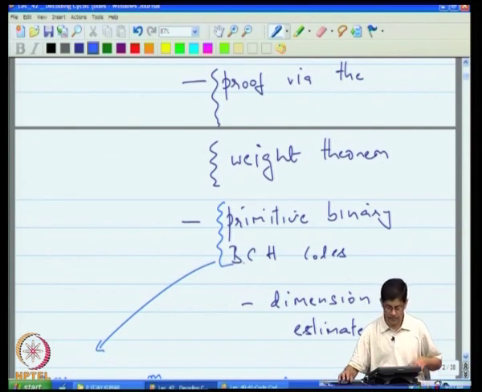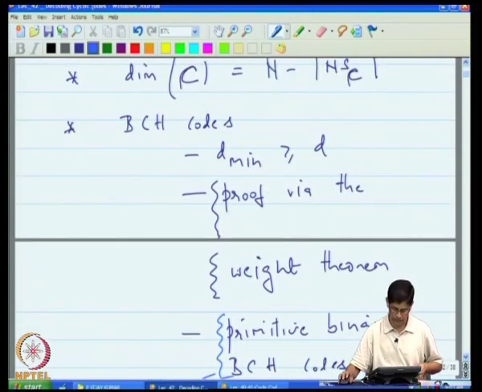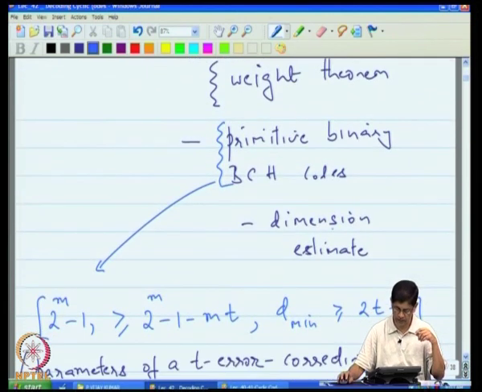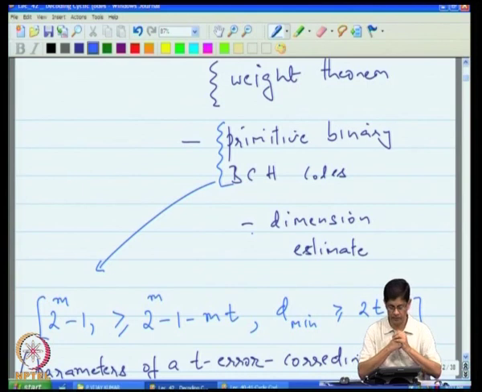we discussed an example of BCH codes known as primitive binary BCH codes.